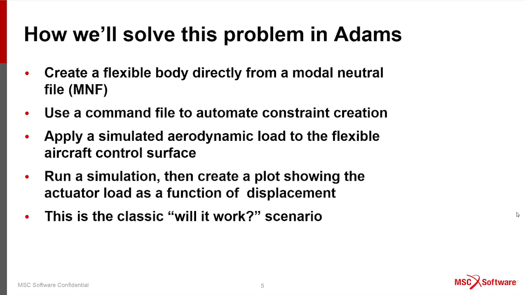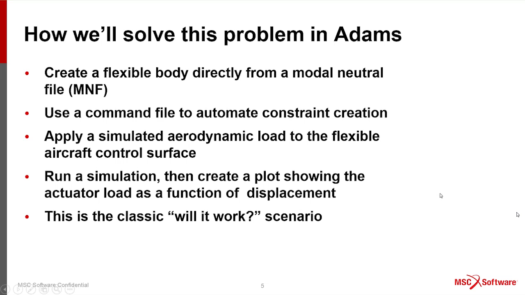Let's talk a little about how we're going to solve this problem in Atoms. First, we're going to create a flexible body directly from a modal neutral file. For those of you familiar with Atoms, you're probably familiar with our crawl, walk, run approach, and in that, we don't generally recommend creating a flexible body directly. However, sometimes it's necessary, and I'm going to illustrate how to do that today. It's very straightforward. What you'd want to do is make that flex body rigid and run that analysis with the rigidized flex body, just to make sure that you don't have any issues that you need to debug before you go to the full flex body analysis.